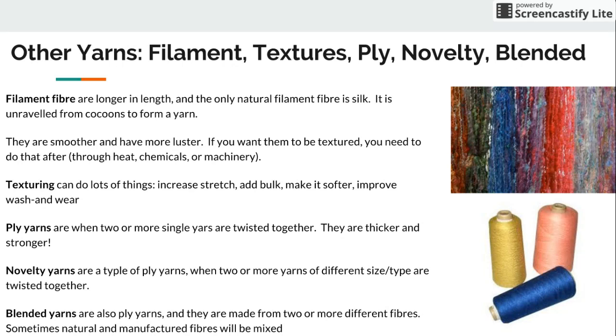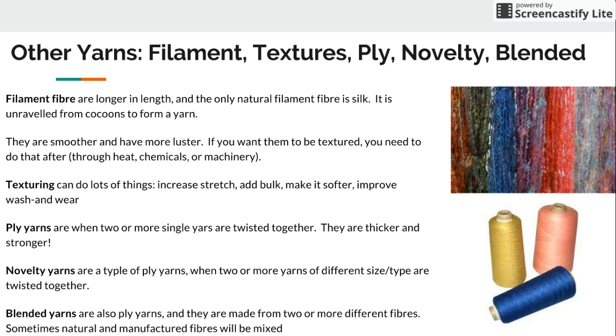Ply yarns. Ply yarns are when 2 or more yarns are twisted together. This makes them thicker and stronger, so you get those big cable knit sweaters. Novelty yarns are a type of ply yarn, and it's when 2 or more yarns of different size or type are twisted together. So maybe a natural wool with manufactured wool, for example.